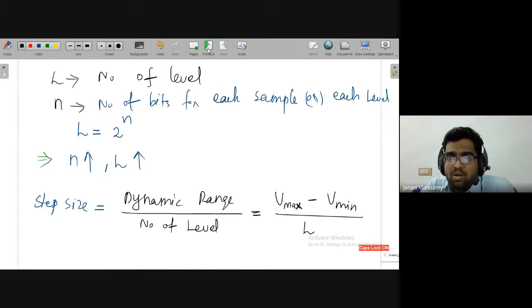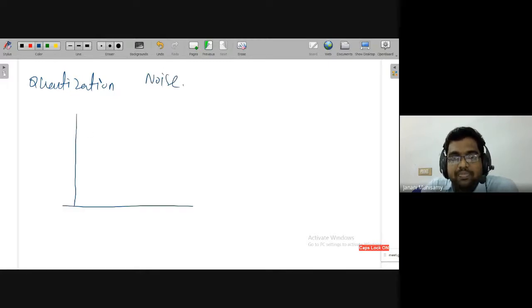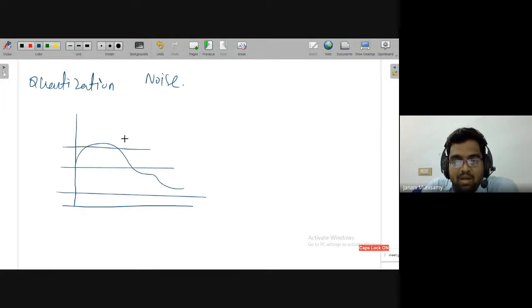So now I'm going to define quantization error, quantization noise. For that, once again, I'll draw the diagram. Say I'm having some signal. I have assigned the levels. This is level 0, level 1, level 2, level 3. Again, for simplicity, I will assume that this is 0 volt, 1 volt, 2 volt, and this is 3 volt.